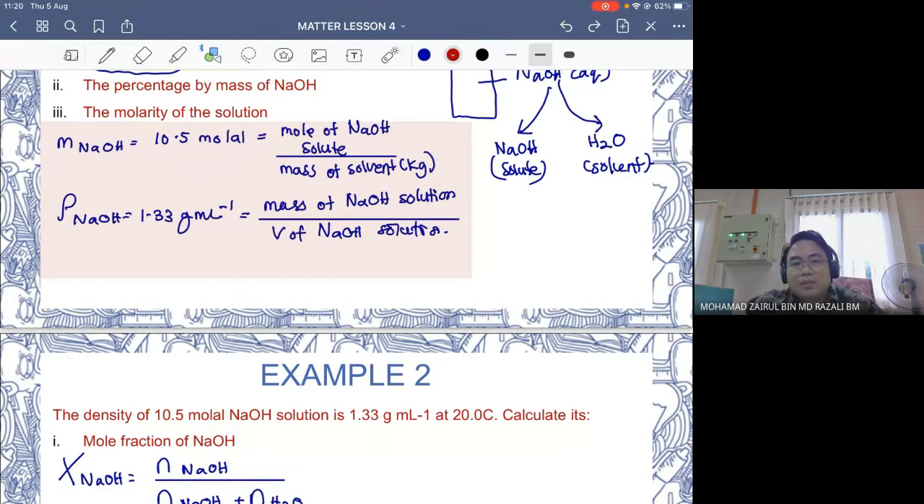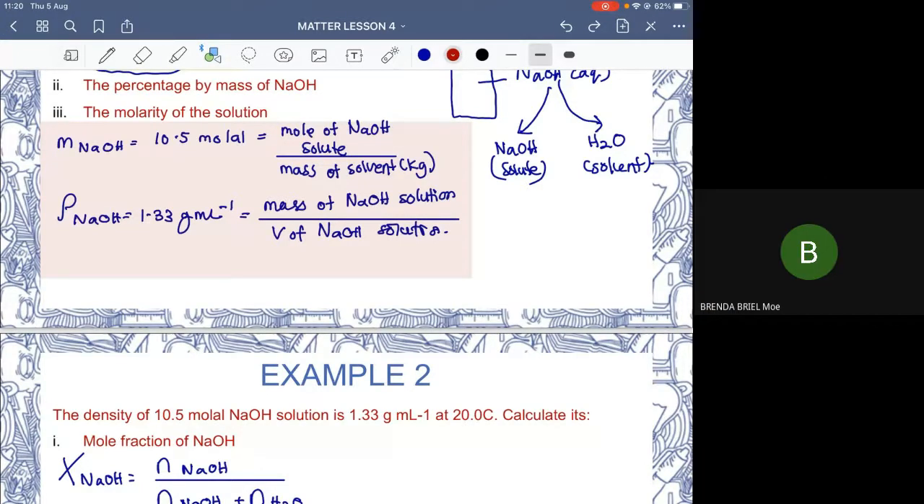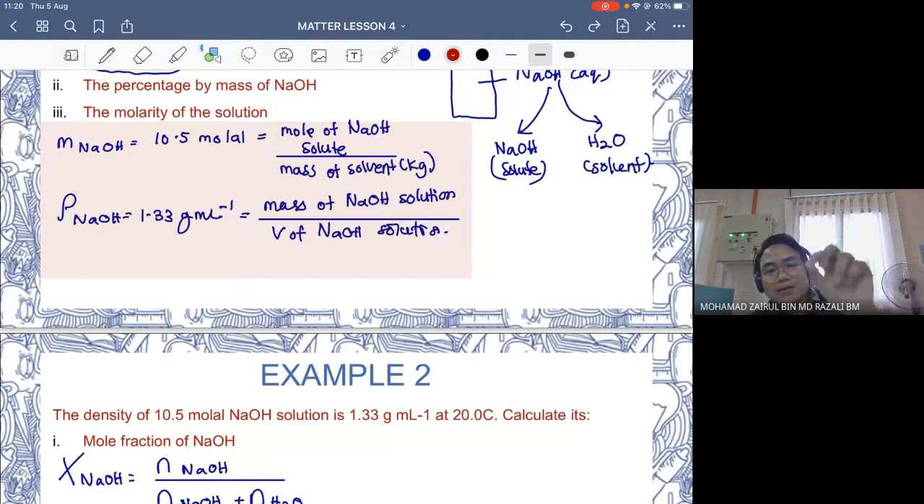Molality or density? Molality. Okay, molality. Because from molality, we can directly get the mole of solute. However, mass of solvent is not given in the question. Okay, kalau tak diberi, kita nak buat apa? Assume. Okay, awak tengok. Mass of solvent is in kilogram.